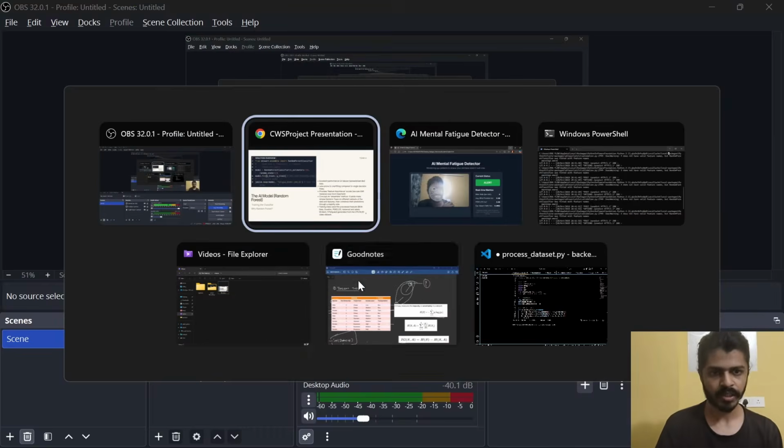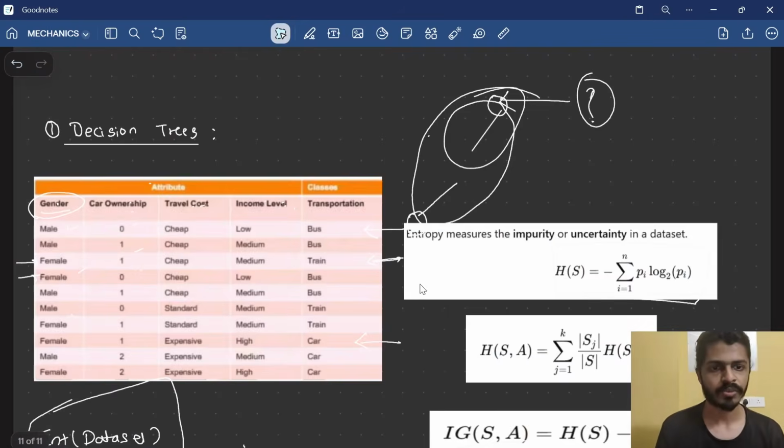To explain that, I have taken this sample dataset. Let's consider this dataset. It is a dataset of the chosen transportation method based on gender, car ownership, travel cost, and income level. So if someone gives you some gender, car ownership, travel cost, and income level, you have to predict what transportation method they will use, right?